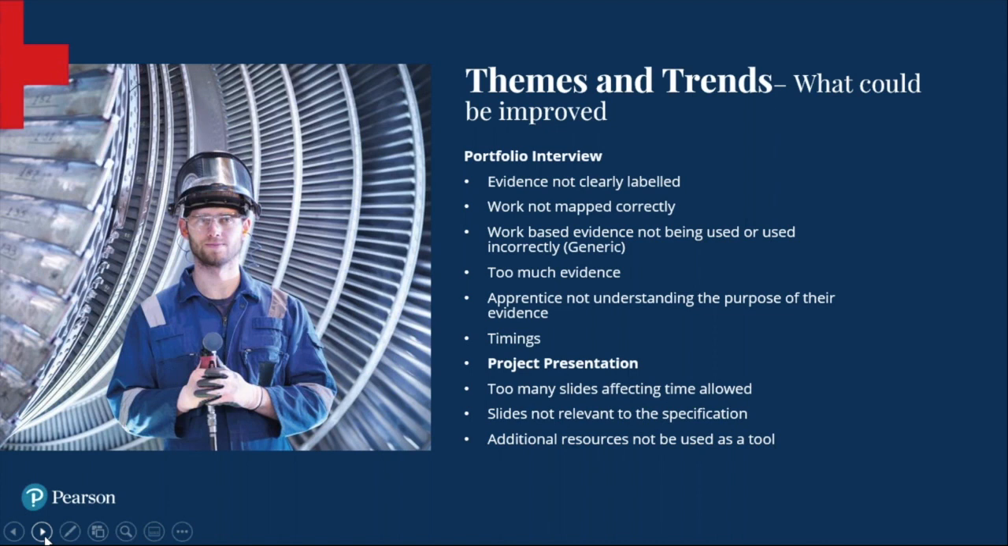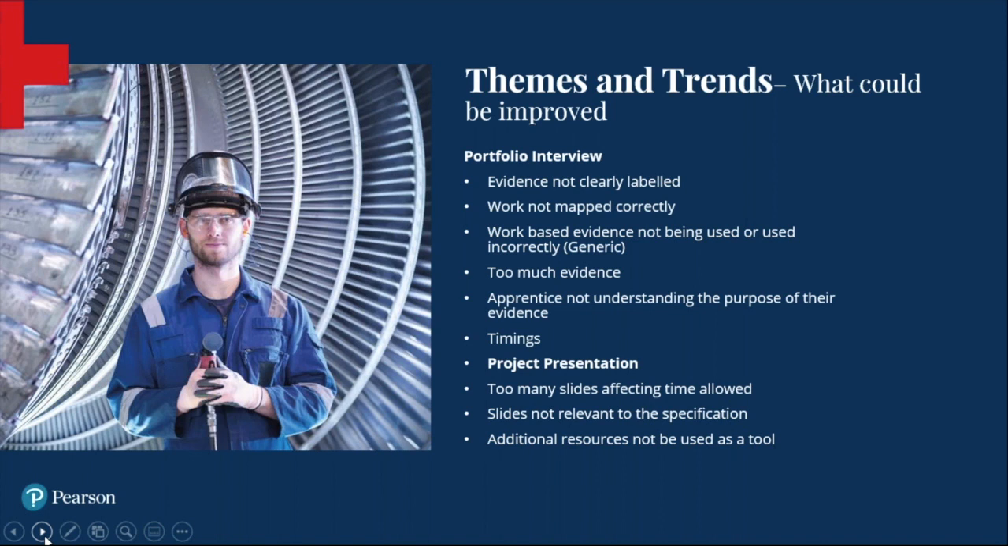Work-based evidence not being used or used incorrectly. This includes using generic evidence. When the apprentice is asked to show a piece of evidence to demonstrate how they have done their job, this should be a specific piece of evidence that they have used to do their job. So this could be an email to prove that they have communicated internally and externally in written format. It shouldn't be a general response without being able to prove that it has occurred.